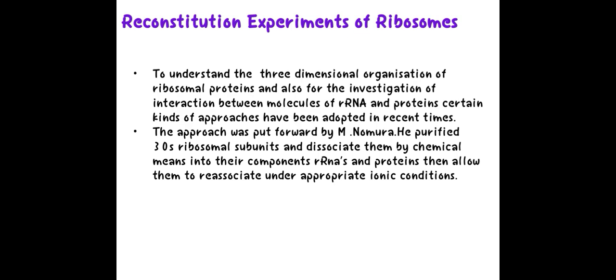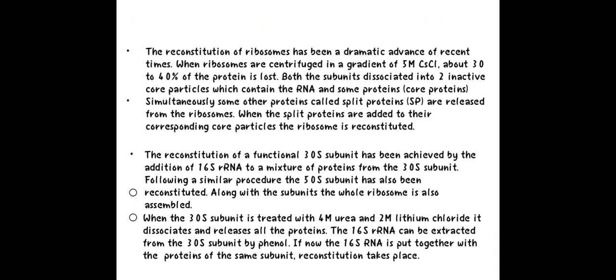Reconstitution. To understand the three-dimensional organization of ribosomal proteins and also for the investigation of interaction between molecules of rRNA and proteins, certain kinds of approaches have been adapted in recent times. The approach was put forward by Nomura. He purified 30S ribosomal subunit and dissociated them by chemical means into their components, RNAs and proteins. They allow them to reassociate under appropriate ionic conditions.